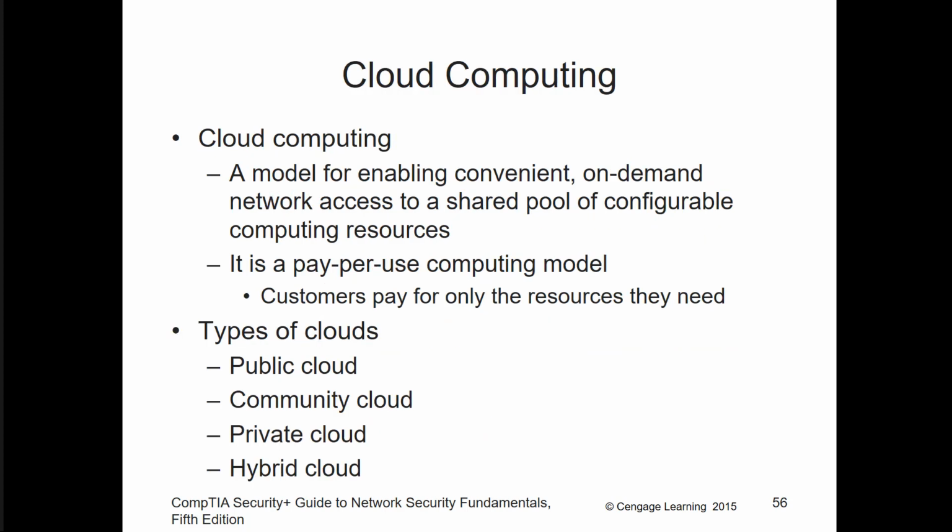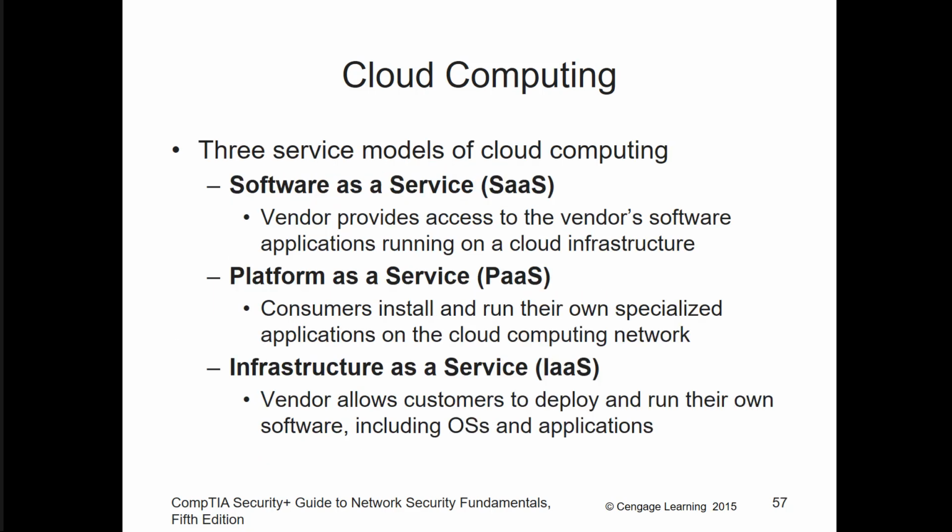One of the last areas is cloud computing. Cloud comes in 4 major types: public, private, community, and hybrid. And these are pay-per-use models. Services that are used within the cloud types are, for example, software as a service, platform as a service, and infrastructure as a service. Software as a service, basically the provider will access the vendor's software applications running on a cloud infrastructure. Platform will give you your own specialized application or your own specific type of OS.